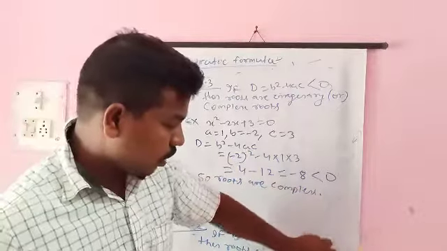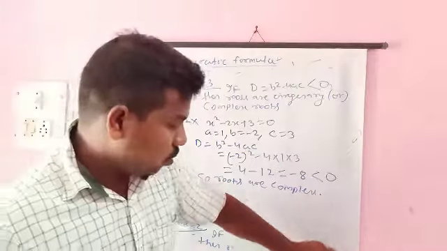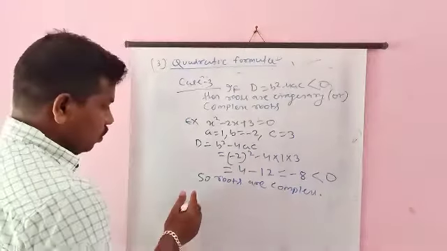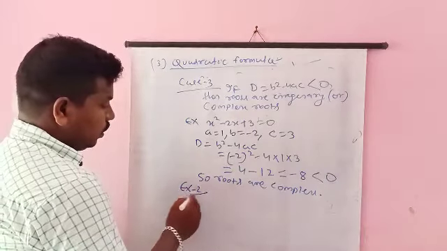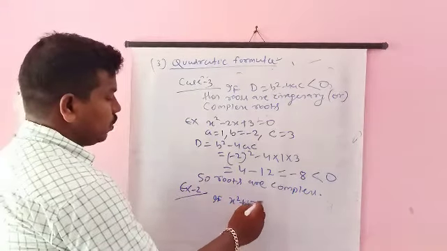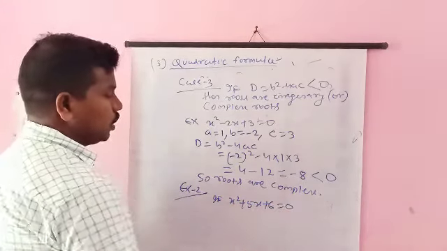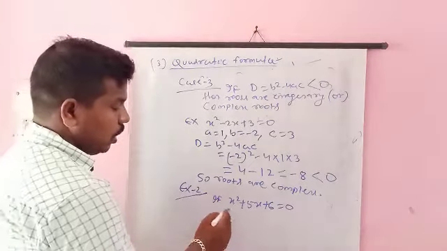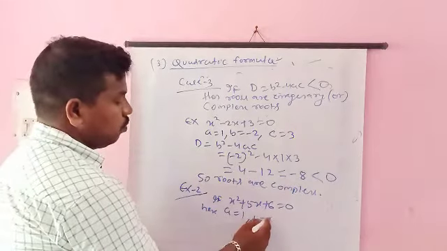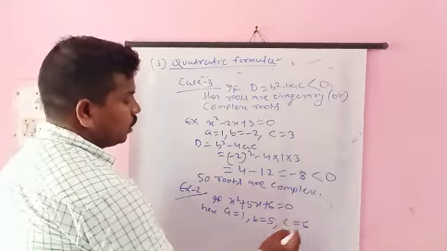Again we take another example. We check whether the roots are real, complex, or real and equal. Example 2: x square plus 5x plus 6 equal to 0. Here a equal to 1, b equal to 5, c equal to 6.